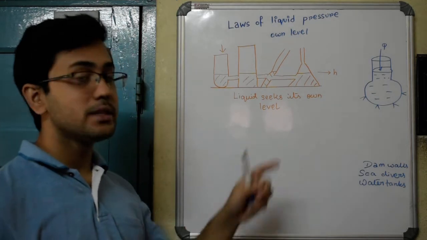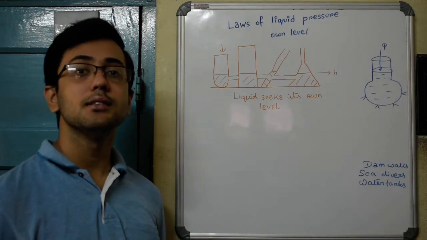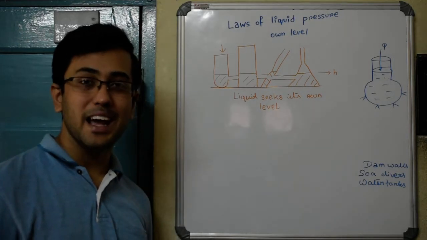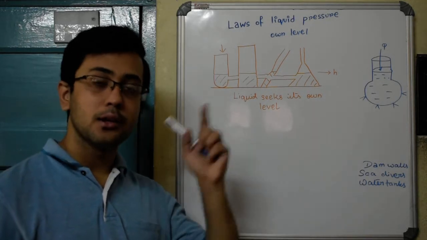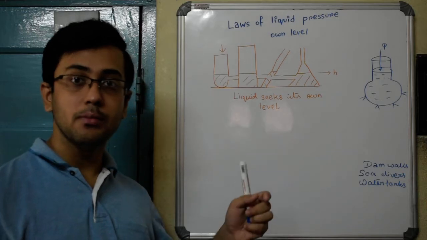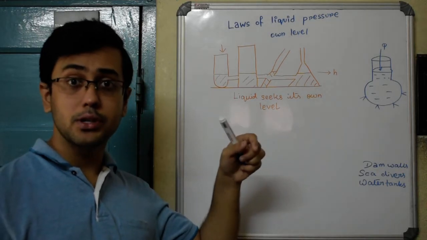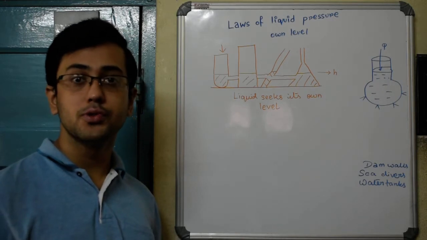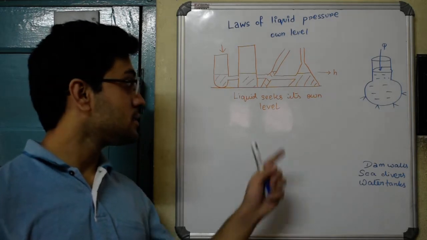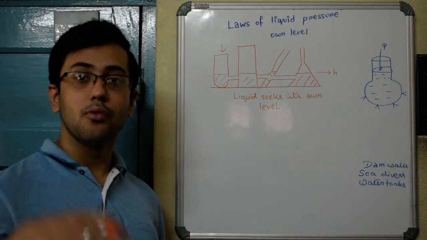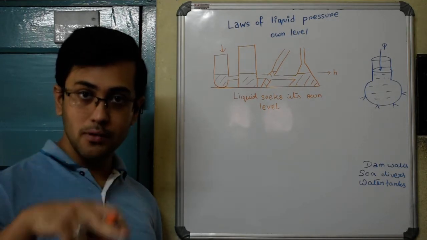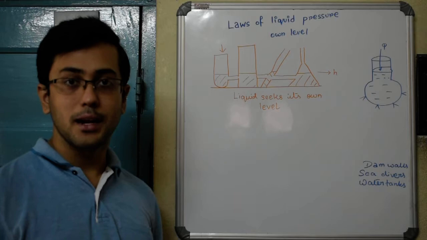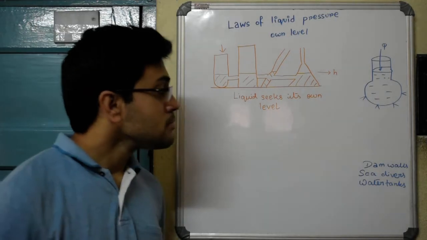So the liquid always seeks its own level, and this is the reason that we generally build the tanks containing water at the top of our houses, because from there the liquid, since there is a pressure difference, naturally flows below to our rooms, to our taps, because it seeks its own level. So whatever is the pressure of the liquid, it will always try to equalize that. That is the main point here.